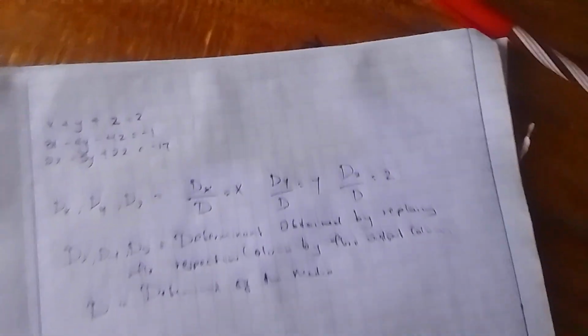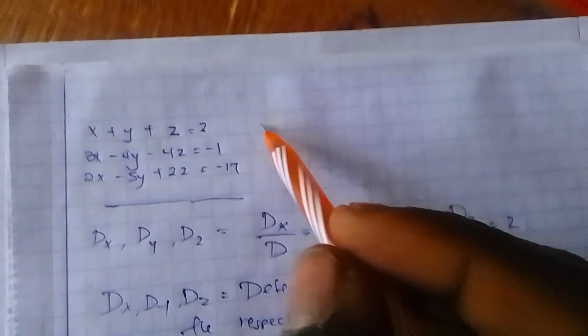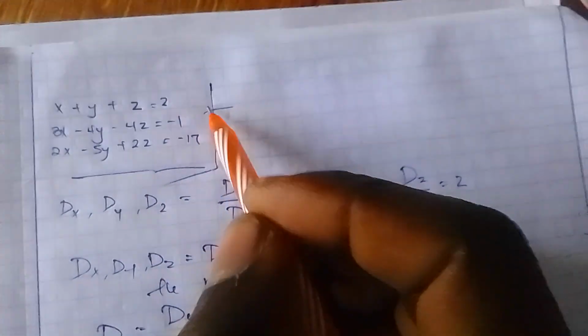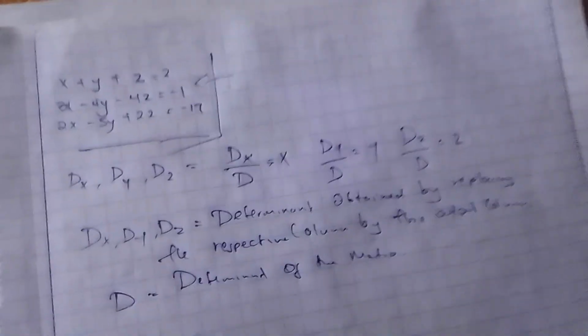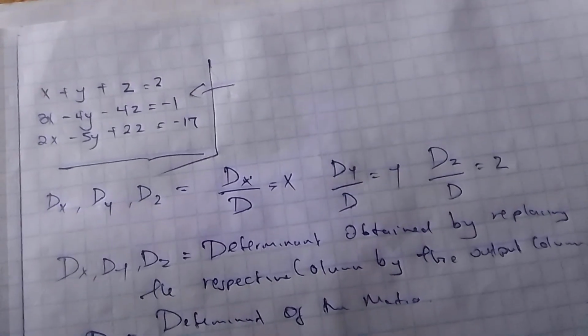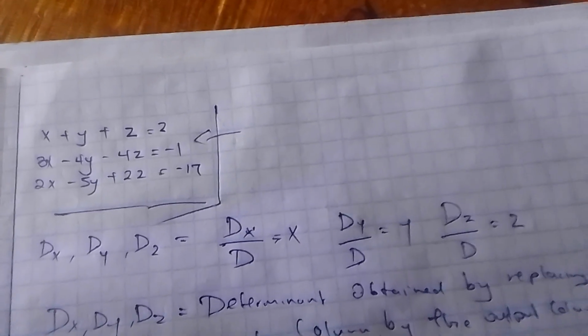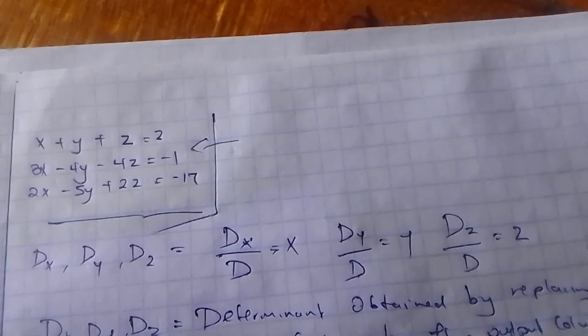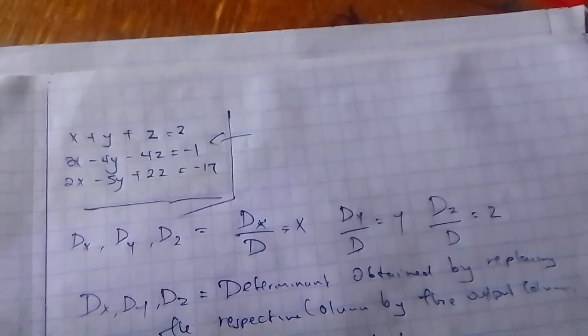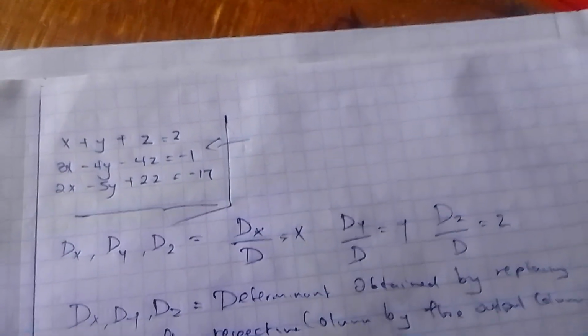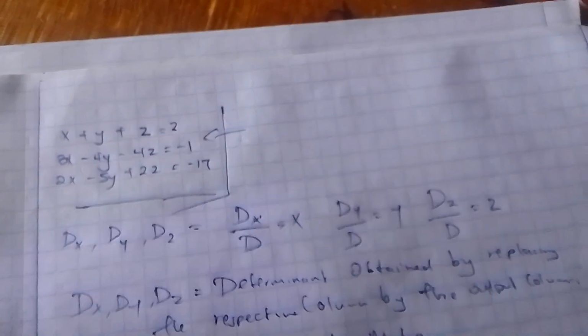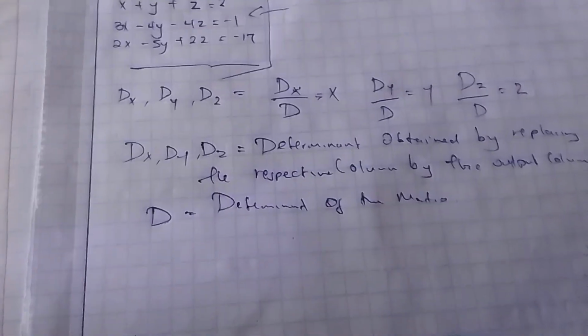So this is the example that I'm going to use: x plus y plus z is equal to 2, 3x minus 4y minus 4z is equal to -1, and 2x minus 5y plus 2z is equal to -z.